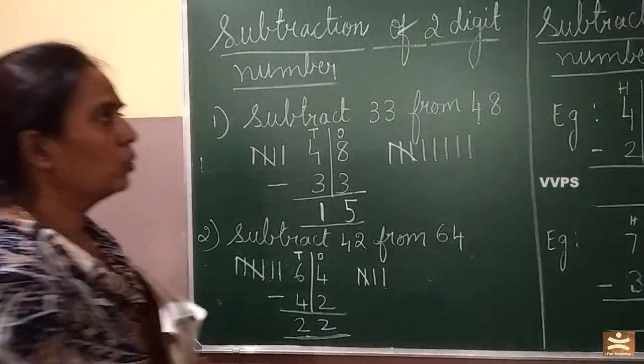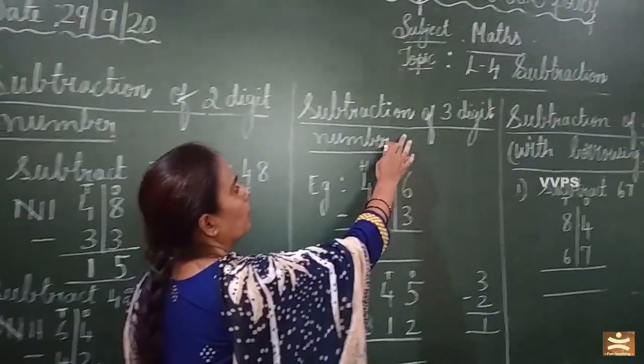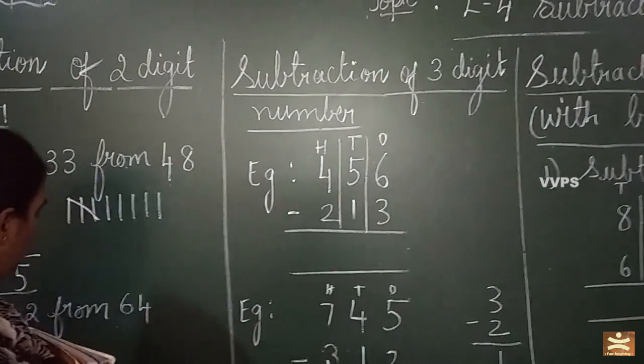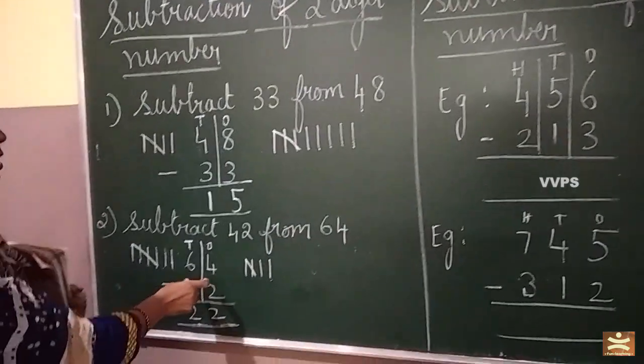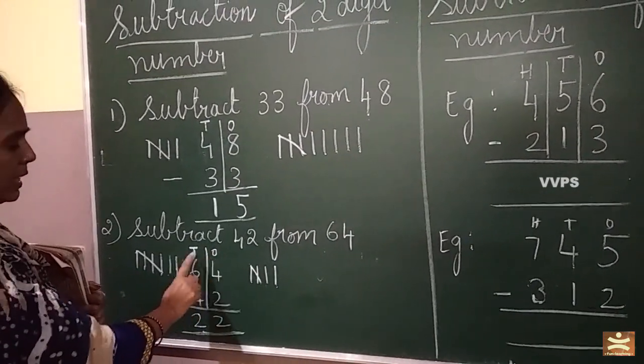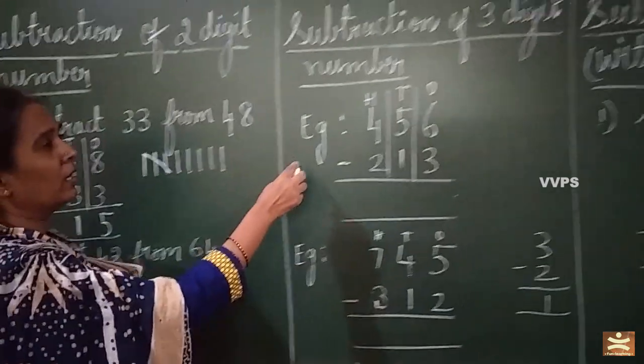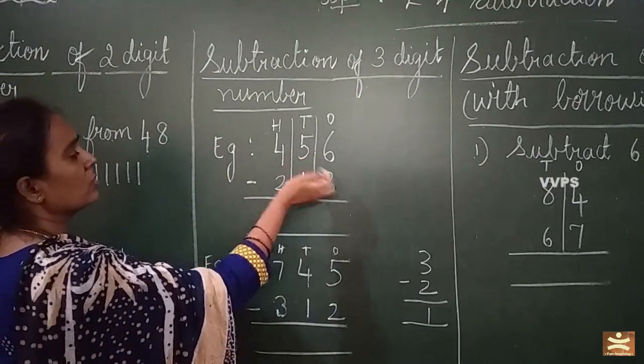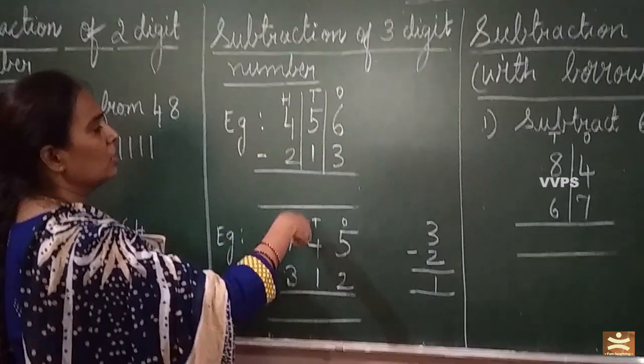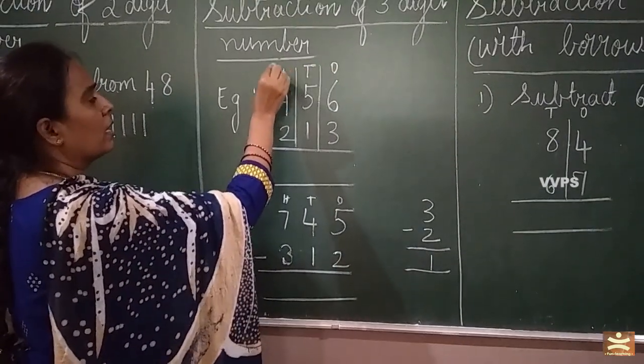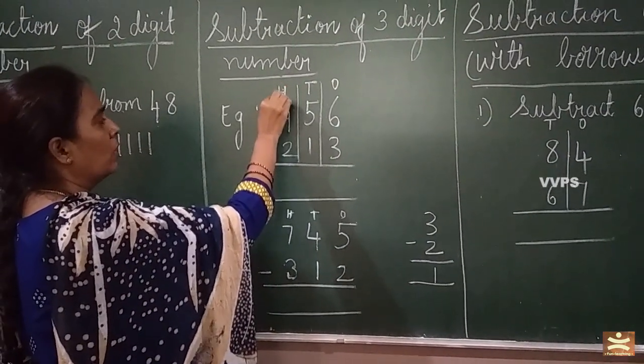Okay. Now we will go to subtraction of 3-digit number. See children, here you learned 2-digit number, is it? 1, 2. Ones and tens. Now here you will be learning for 3-digit number. Can you see this, children? 1, 2, 3 numbers. Here also 3. So ones, tens and hundreds. Is it? You know, all of you know.